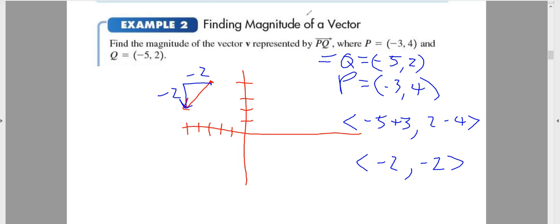But they want the magnitude of that vector. That's what those little absolute value bars look like. But it doesn't mean we have to actually make it 2, 2. Oh, no, not at all. That's what I always find misleading. That just always threw me off.